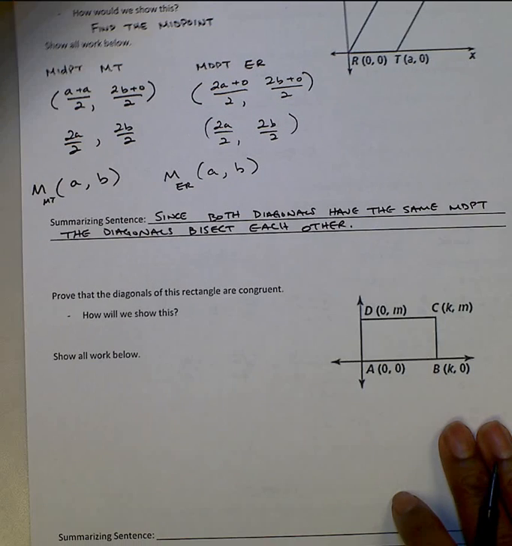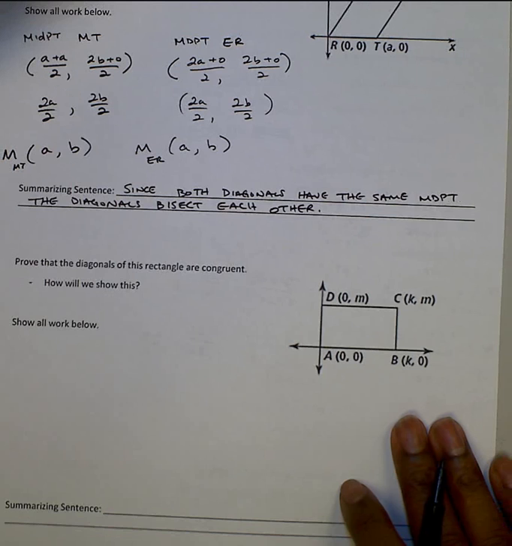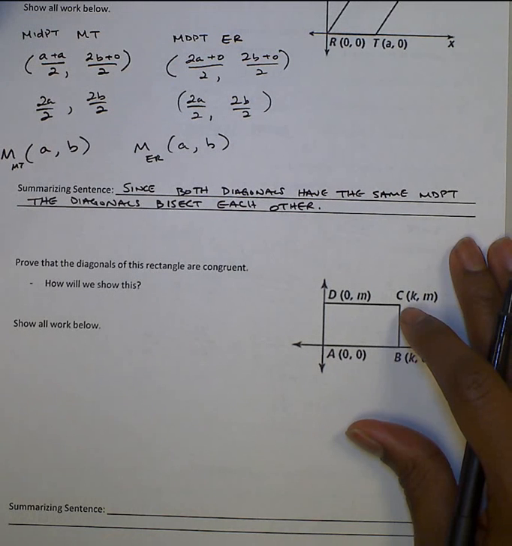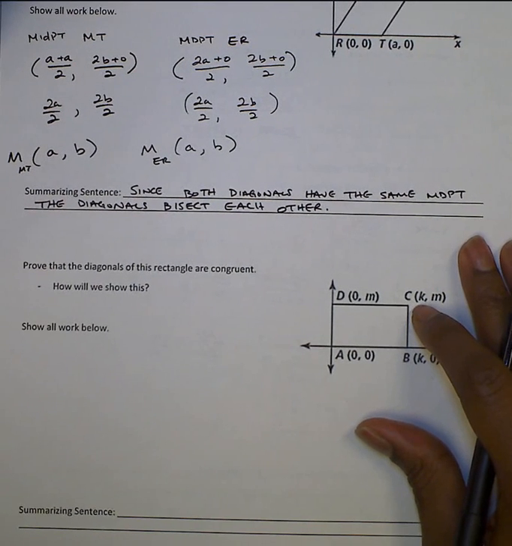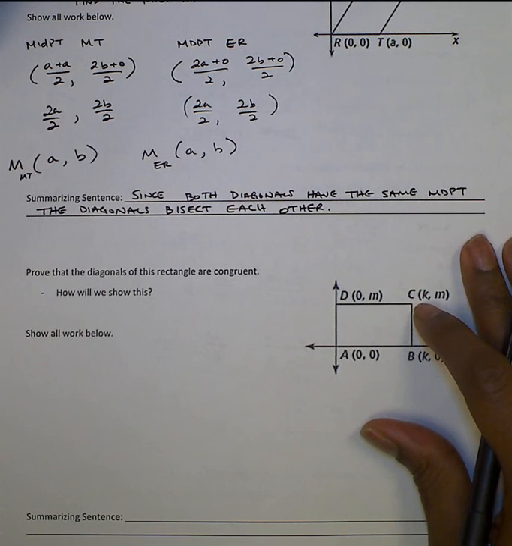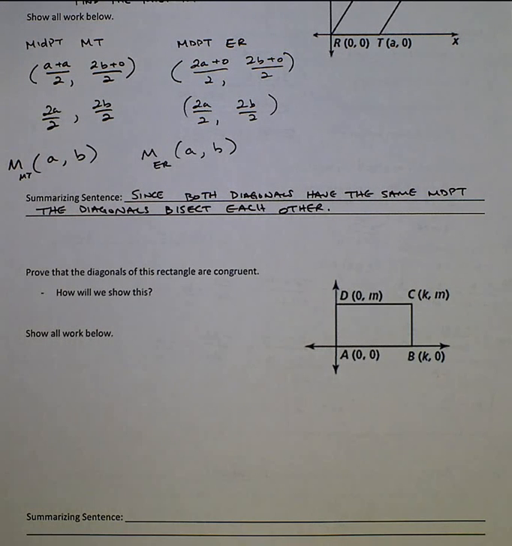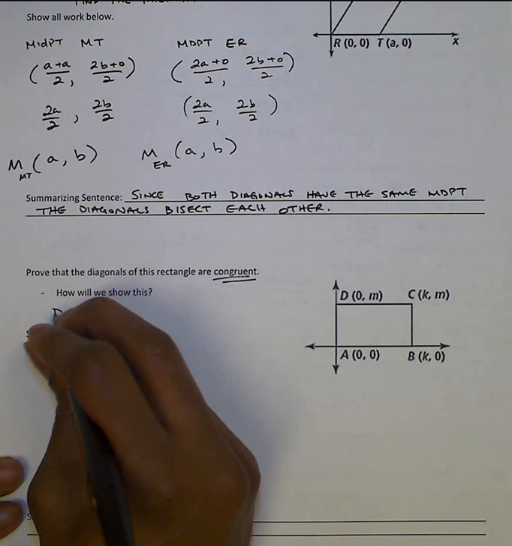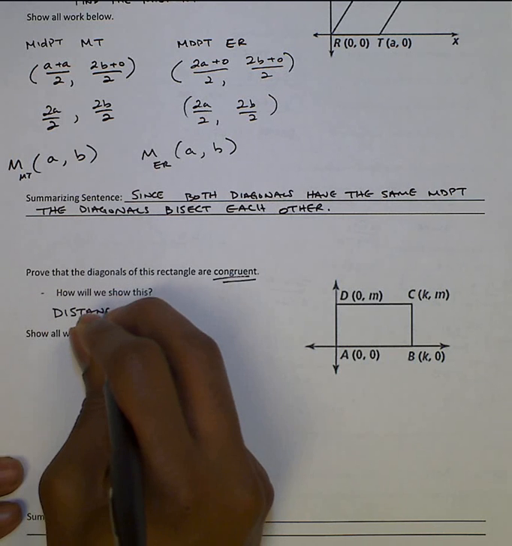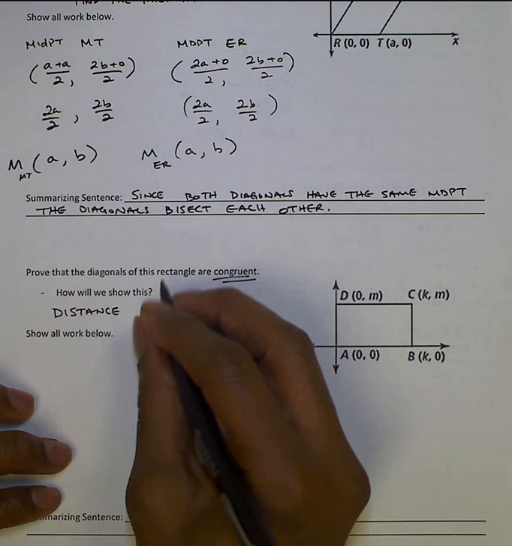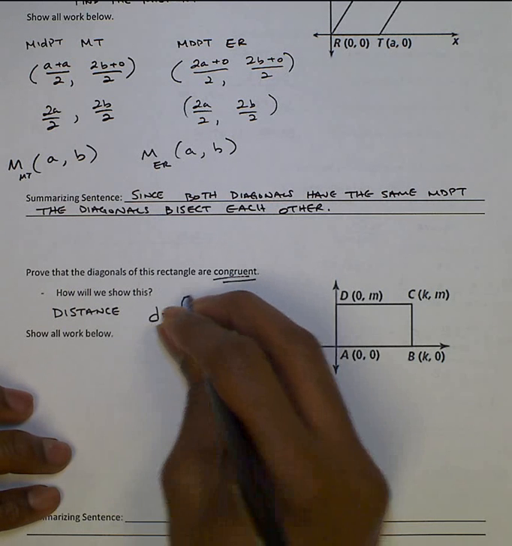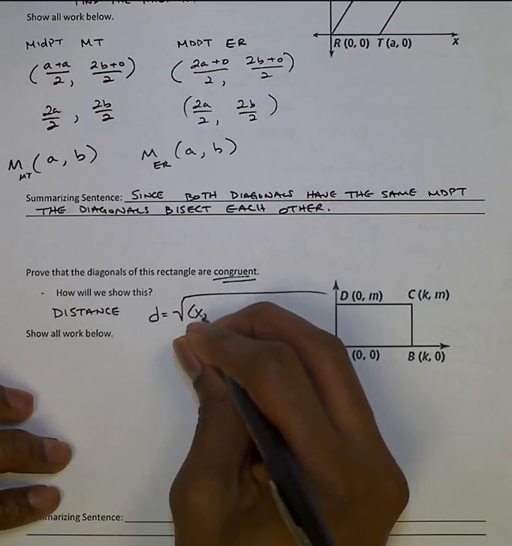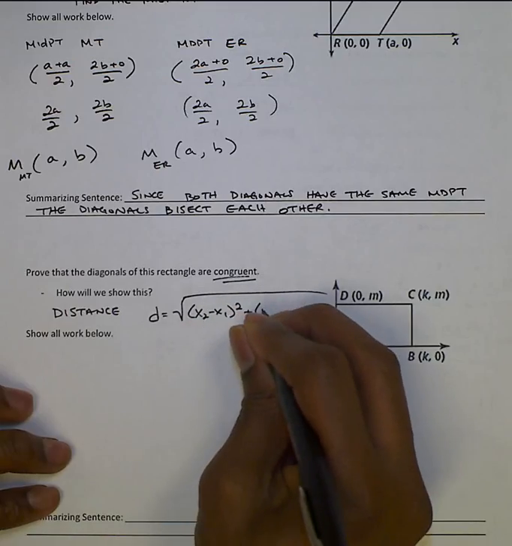Alright, final one, and I will leave this to you to complete, but I'll help you start it off. It says prove that the diagonals of this rectangle are congruent. How will we show this? When we talk about congruency, we're talking about length, and that means we're going to be using the distance formula. Remember that the distance equals the square root of x2 minus x1 squared plus y2 minus y1 squared.